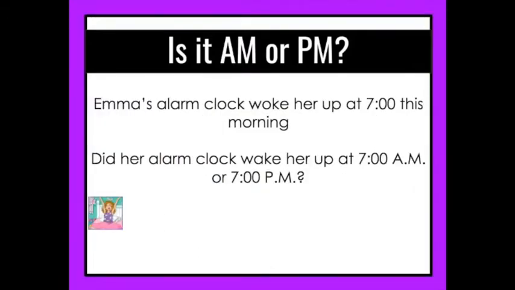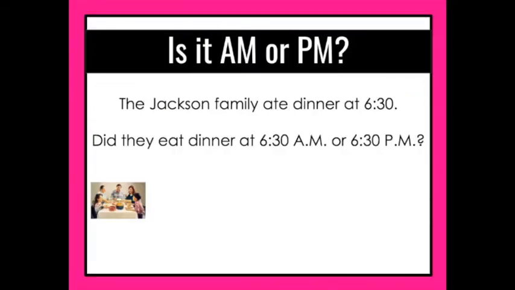Emma's alarm clock woke her up at 7 o'clock this morning. Did her alarm clock wake her up at 7 o'clock AM or 7 o'clock PM? The alarm clock woke her up at 7 o'clock AM. All right, let's work on another one. The Jackson family ate dinner at 6:30. Did they eat dinner at 6:30 AM or 6:30 PM? Remember, morning is AM, evening is PM. So the Jackson family ate dinner at 6:30 PM.